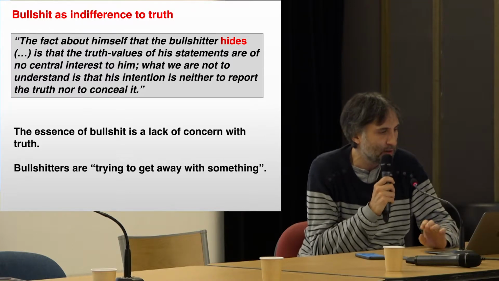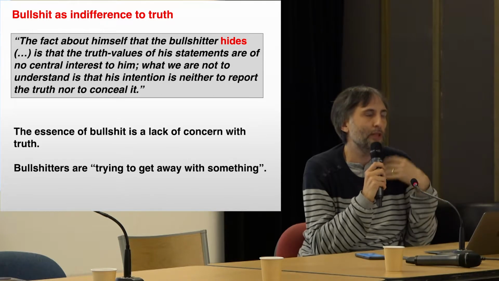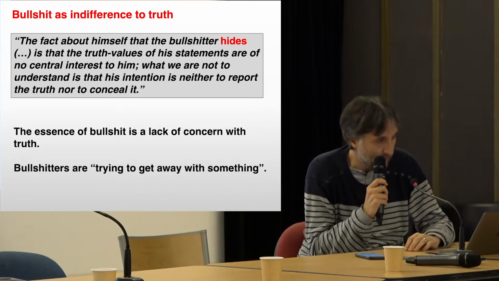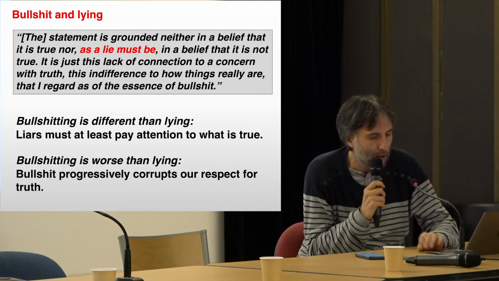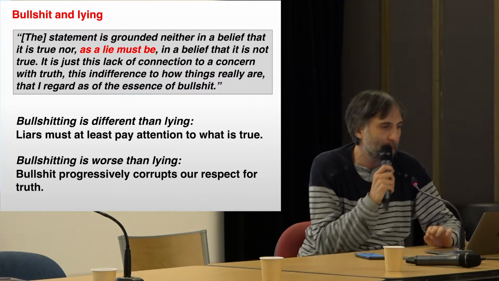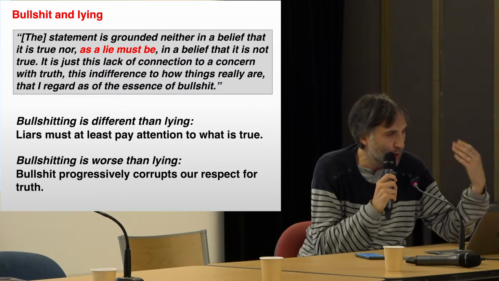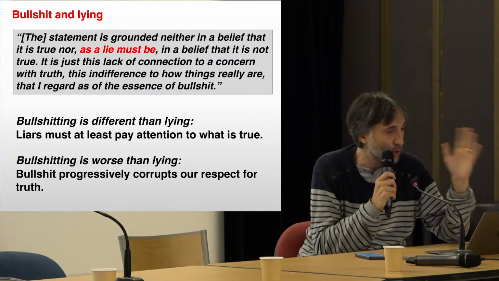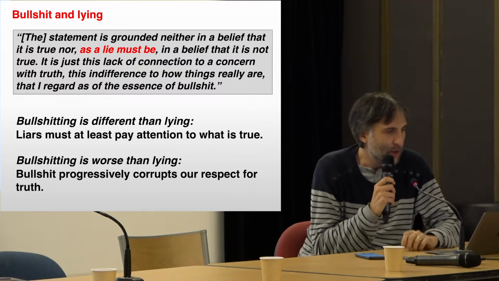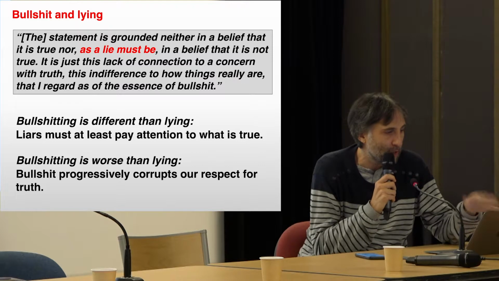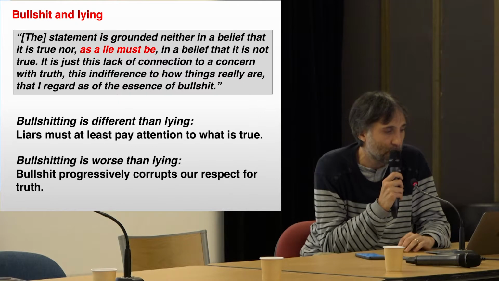So the essence of bullshit is a lack of concern with truth, and somehow bullshitters are bullshitting because they're trying to get away with something. This is the first point. The second point makes it clearer why bullshit could be a useful concept, and it's because it's different from lying. So the bullshit statement usually is grounded neither in a belief that it is true, nor, as a lie must be, in a belief that it is not true. So it is just this lack of connection to a concern with truth, this indifference to how things really are, that I regard as the essence of bullshit.